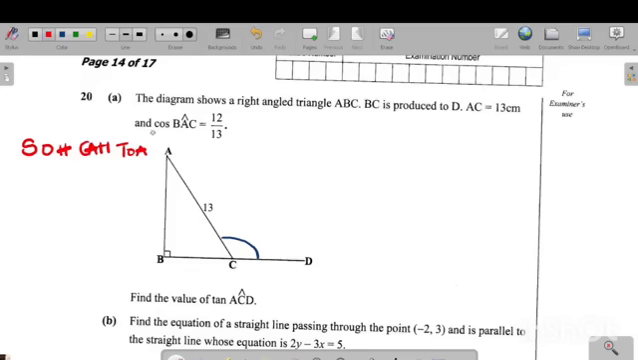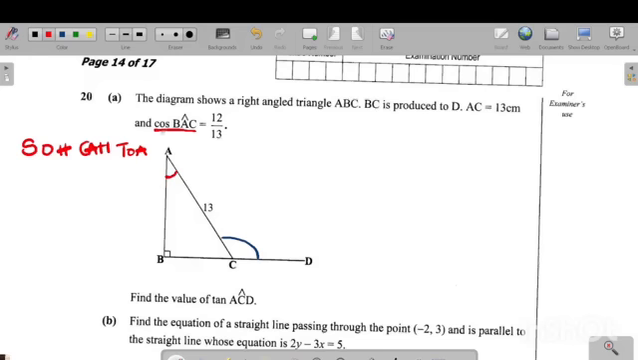Okay, now the secret is here. This is the secret, where the secret of everything is, because they are saying cos BAC. So which angle is this, BAC? They are talking about this angle here. The cosine of this angle is equal to 12 over 13.